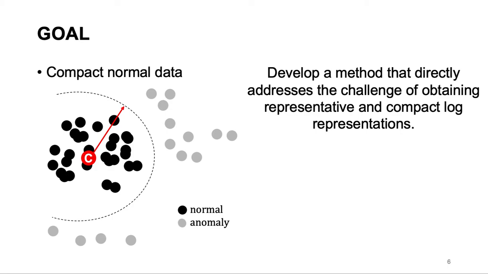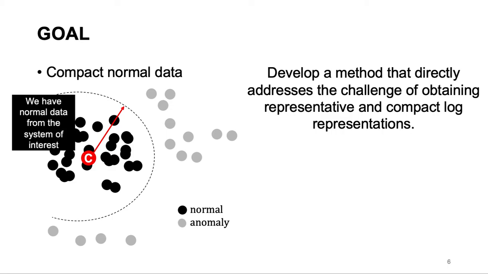So we want to develop a method that directly addresses this challenge of obtaining such representation, in order for us to be able to separate the normal from the anomalous data. However, the problem is the data. While we have normal data from the system of interest, because we can run, for example, a production system or an OpenStack instance for like 2 weeks and collect all the normal data, we cannot find representative anomalies from the system of interest, because this is often very hard.